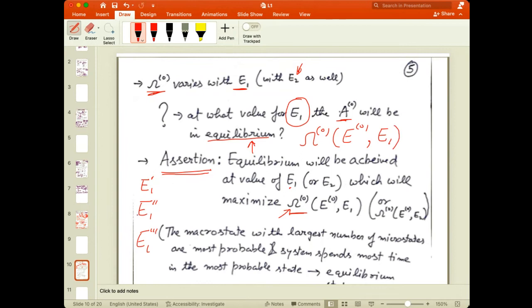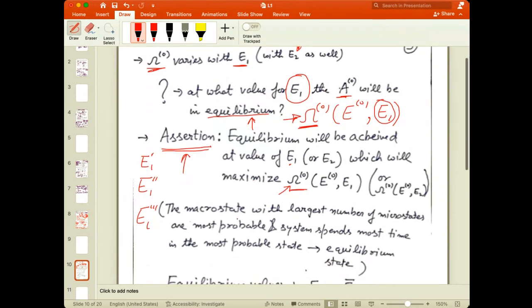So as this E1 is going to take different values, which are basically the different values of energy being exchanged between system 1 and 2, this E1 is going to change, although the total is going to be constant. So the number of microstates accessible to the composite system is also going to change. The idea, or this assertion, is saying that the value of E1 is going to survive or attain equilibrium for which this number is maximum, right? So if the most number of microstates are available, the system is going to spend its time in that particular macrostate. Okay, so that's the idea.